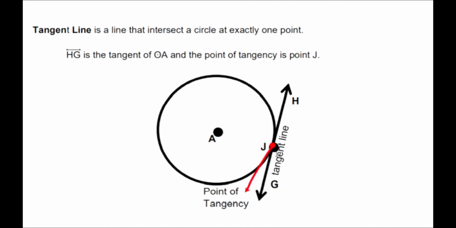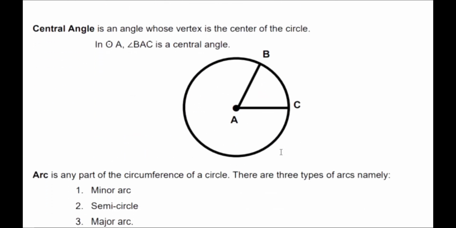Then we have the tangent line. The tangent line is a line that intersects a circle at exactly one point. So the secant line has two intersections, but the tangent line has only one point of intersection. So we have here line HG as the tangent of the circle A, and the point of tangency is point J. So point J is the intersection.